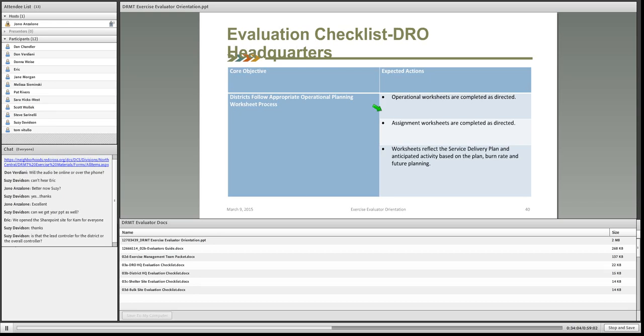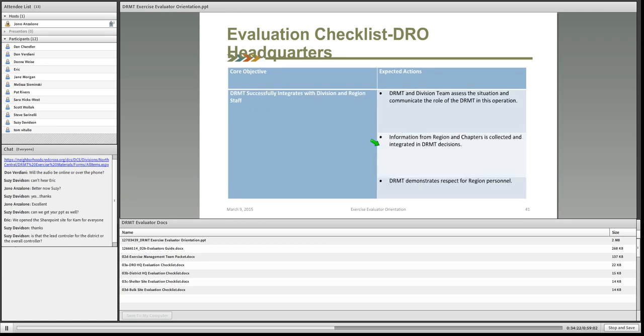District follow-up appropriate based off of our operational worksheets, assignments completed using the operational planning tools, and making sure that the worksheet reflects the service delivery plan and the incident commander's intent based off of the incident action plan.